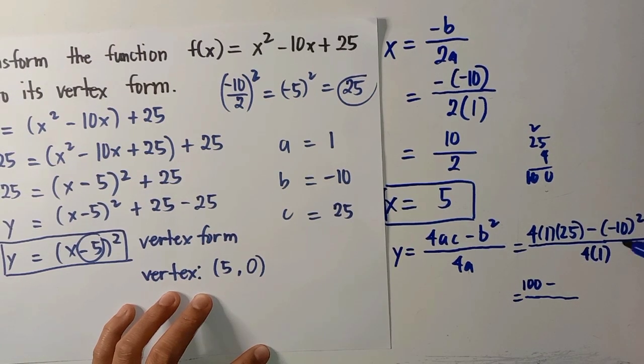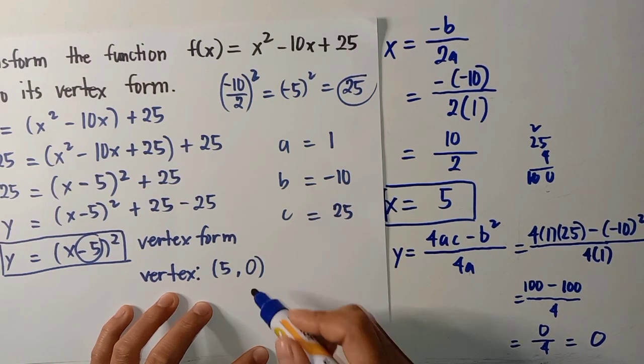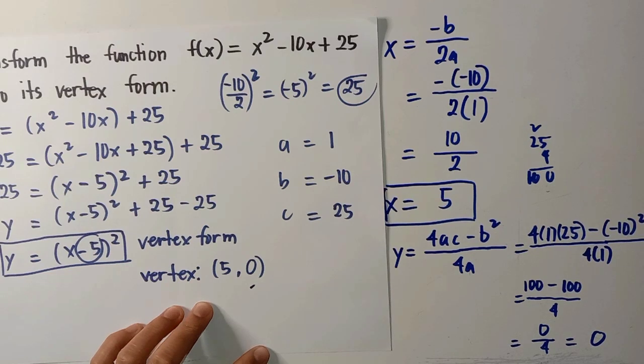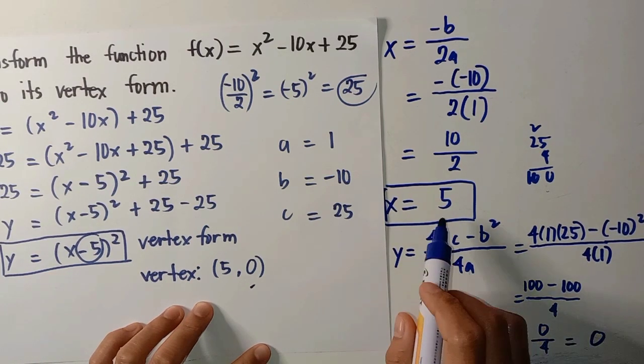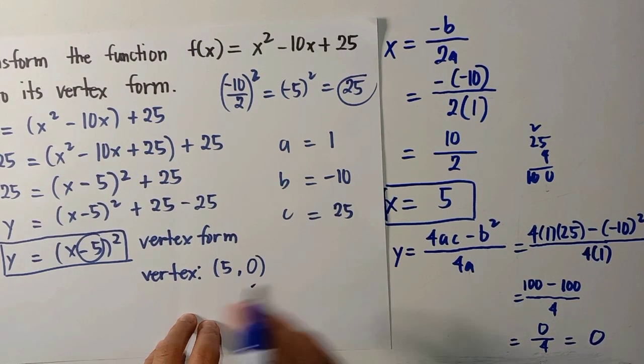Minus the square of negative 10, that is 100. 4 times 1, 4. So 100 minus 100, 0 over 4. And we all know 0 divided by 4 is 0. Therefore, our Y is correct. So they arrived at the same answer, right?